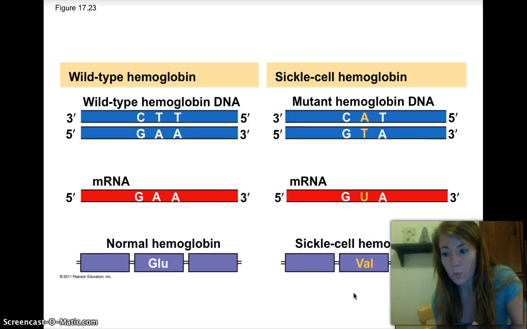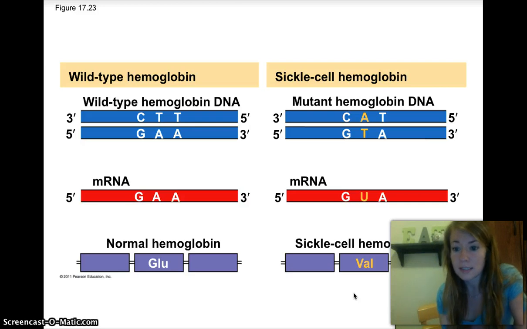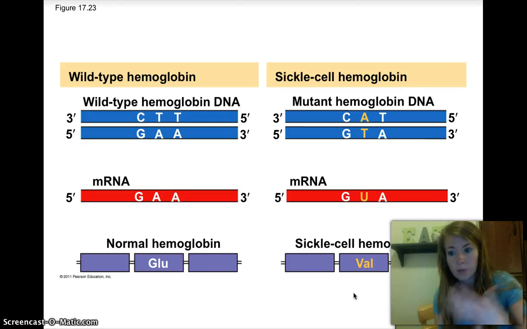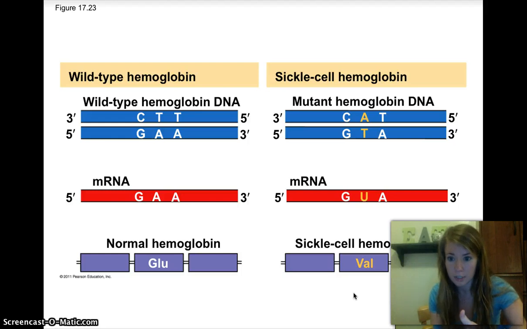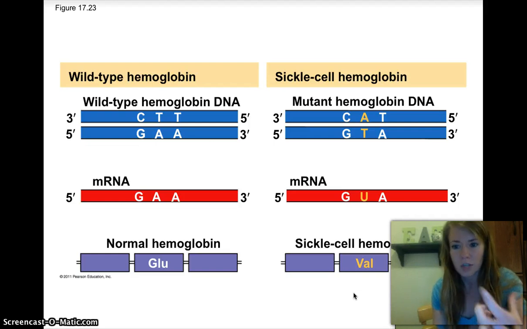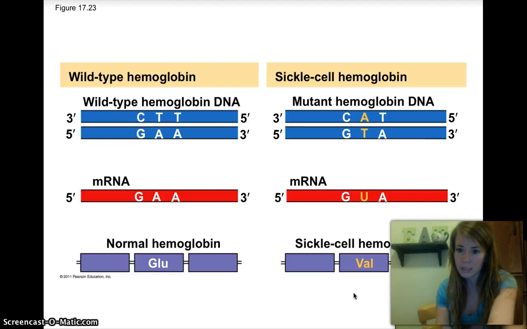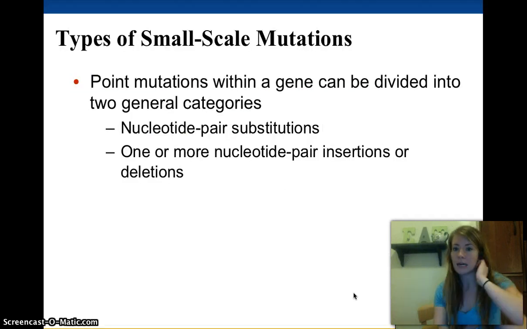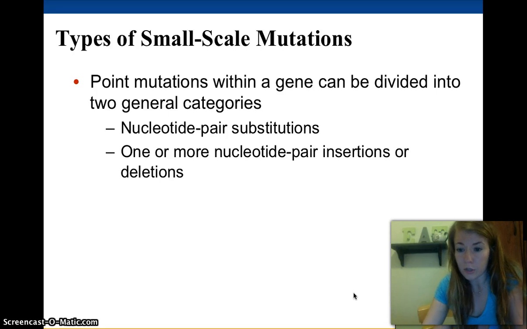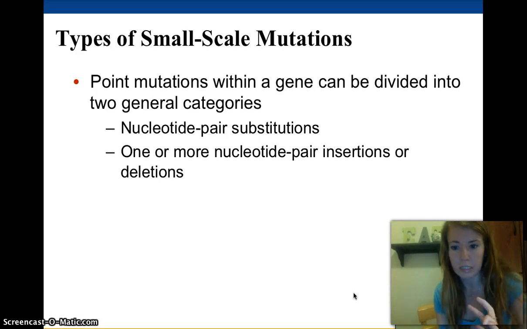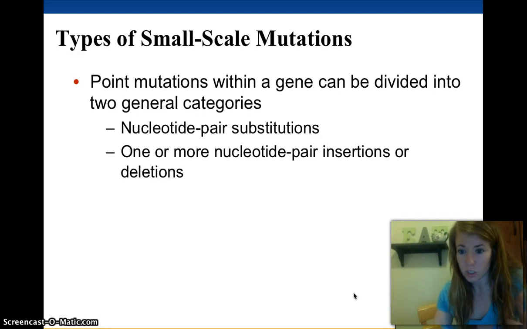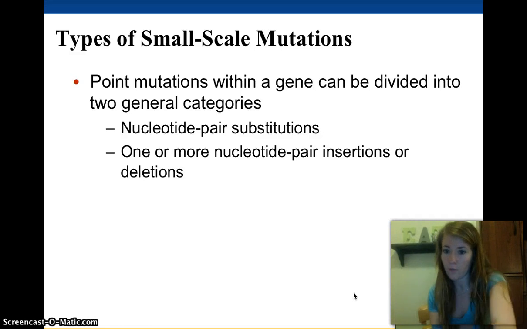So our mRNA gives us GUA, and our sickle cell hemoglobin has a valine where it used to have a glutamic acid. And this is significant because the valine causes the hemoglobin to fold differently. Remember, our tertiary, quaternary and secondary structure causes the hemoglobin to fold differently, and now it can't do its job anymore. It's a different shape, which causes the entire blood cell to sickle and cause all of the symptoms. And so we can put our point mutations into two general categories. They will either be nucleotide pair substitutions, which is what we just looked at, we just substituted in a different one, or they can be one or more nucleotide insertions or deletions, which means we add in a nucleotide or we take one out.